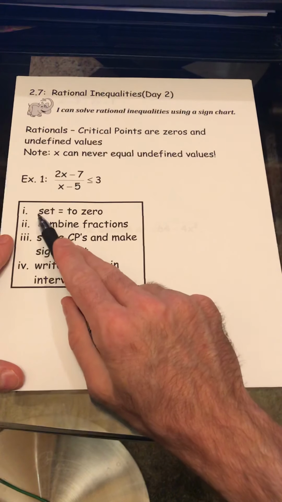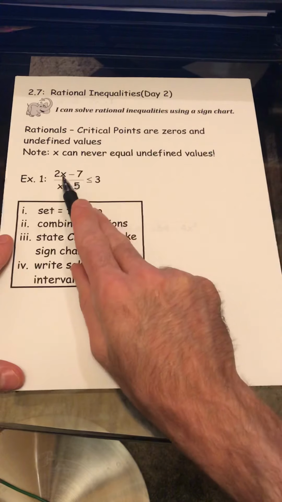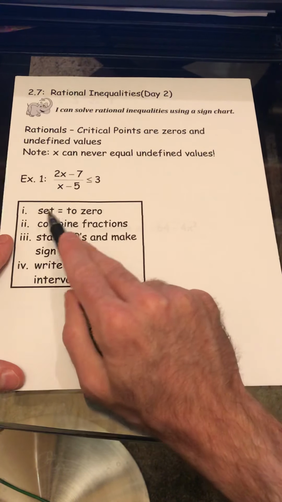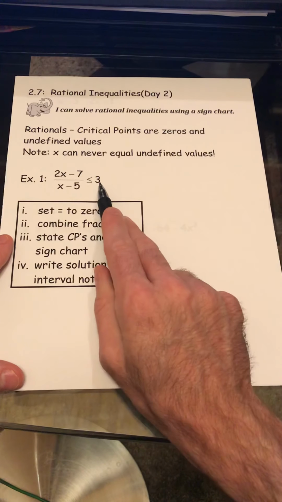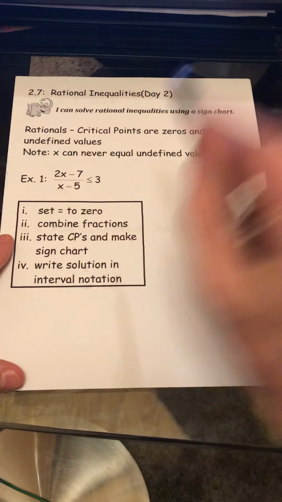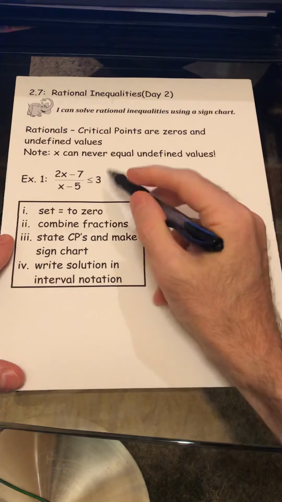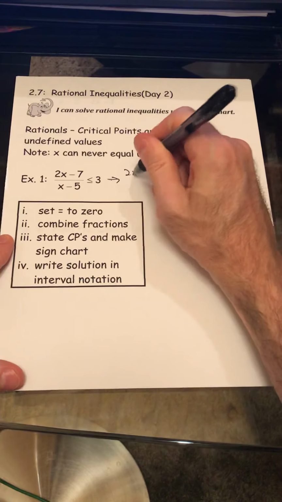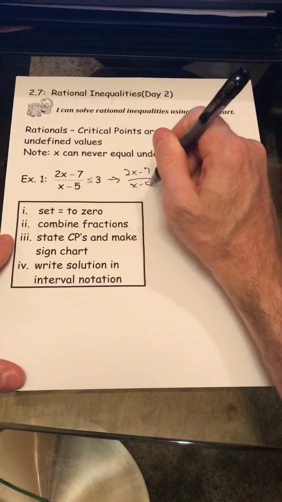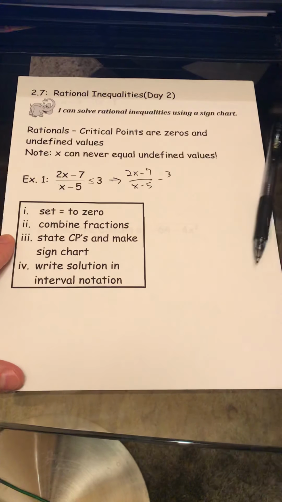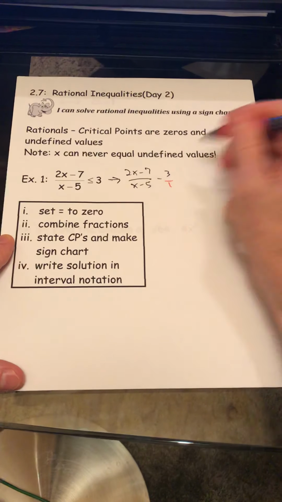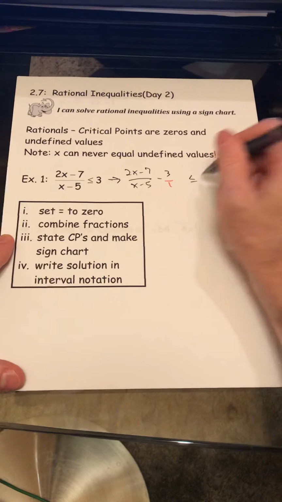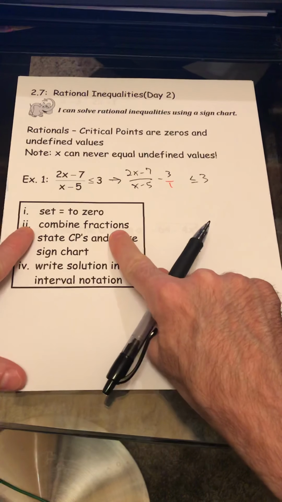So first thing that we need to do, if you have something like this, 2x minus 7 over x minus 5 is less than or equal to 3, we need to get 0 on one side. So that's where, set it equal to 0. So basically all we're going to do is subtract the 3 over. So 2x minus 7 over x minus 5 minus 3. And again, I'm going to essentially say, we'll think of it as over 1. So minus 3 over 1. And so then we need to combine fractions.